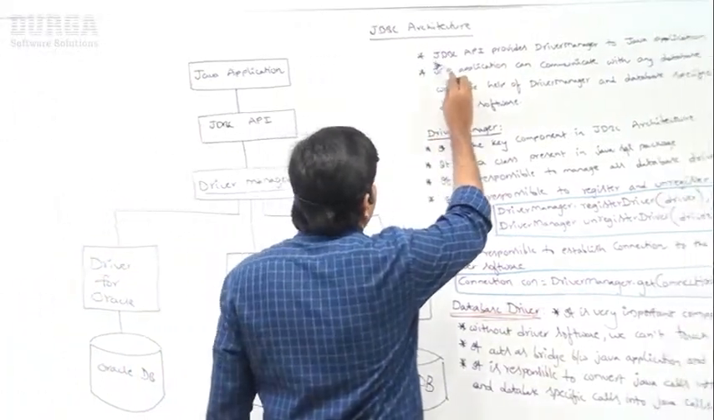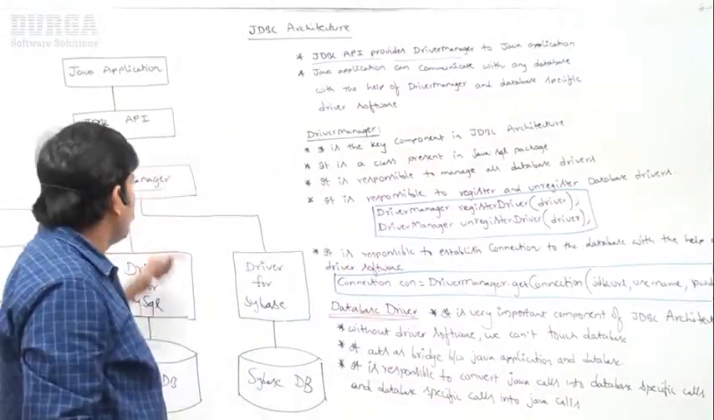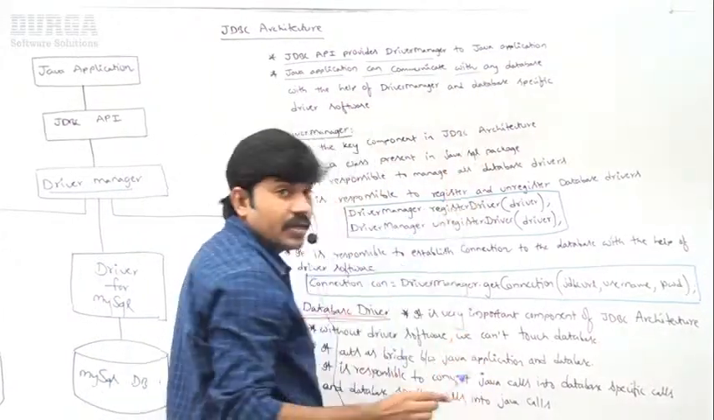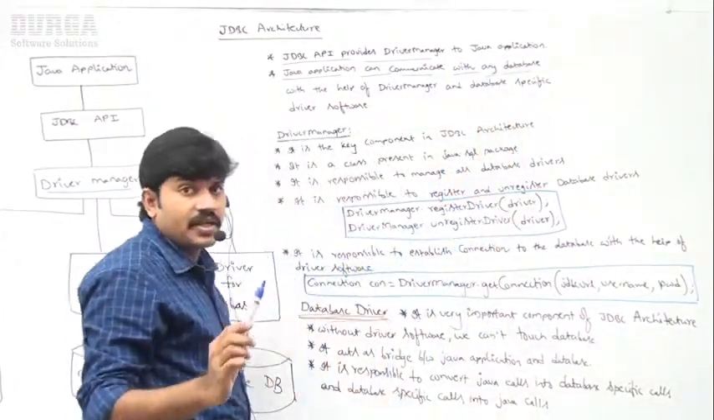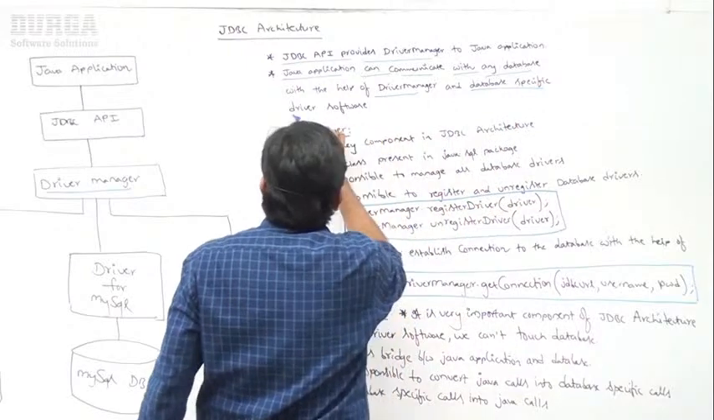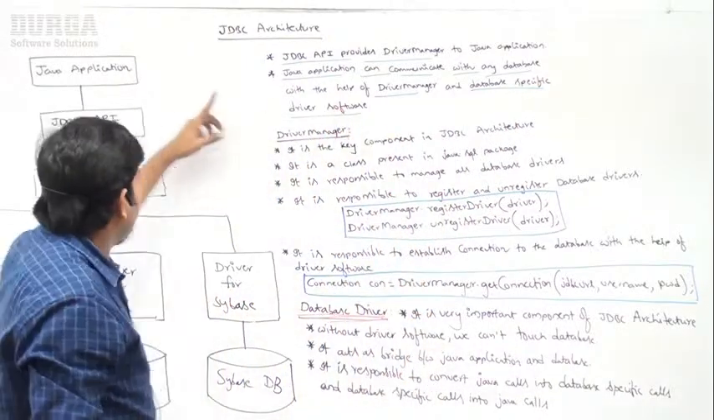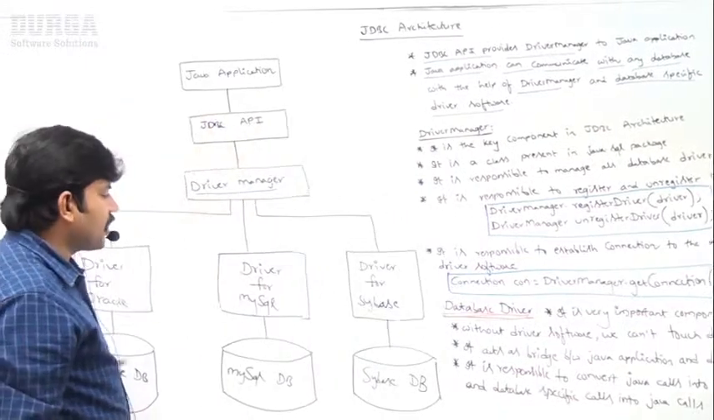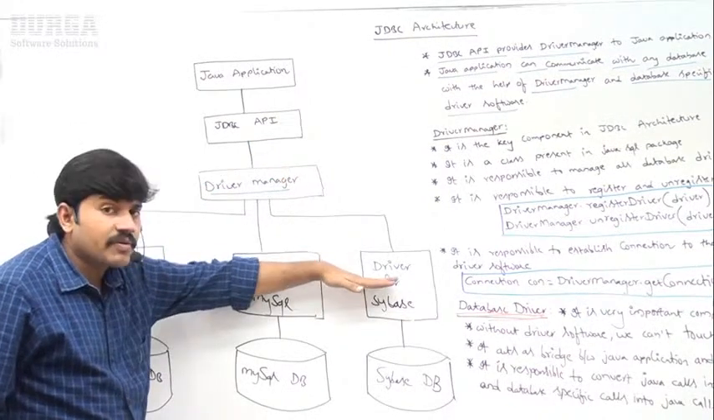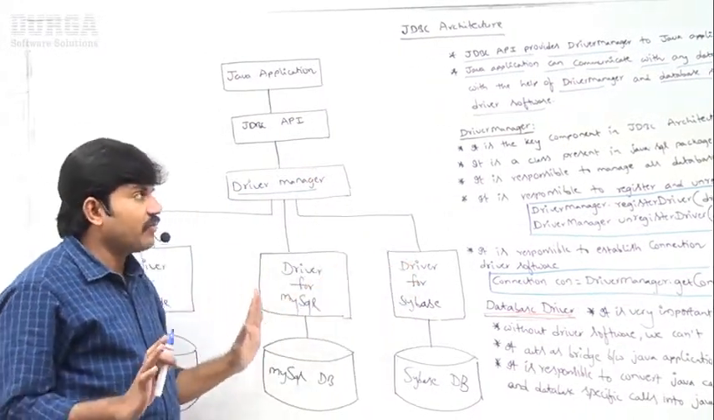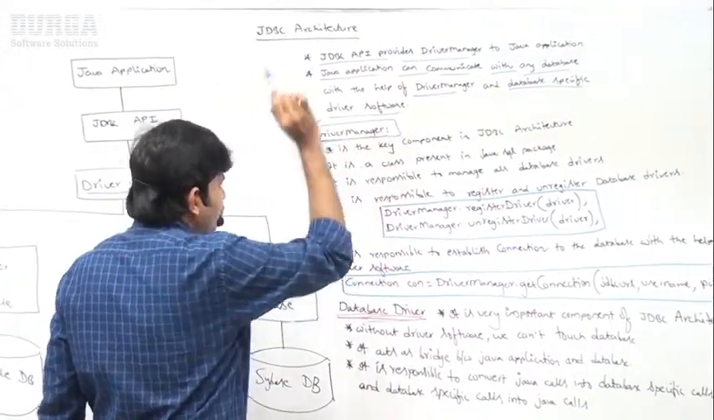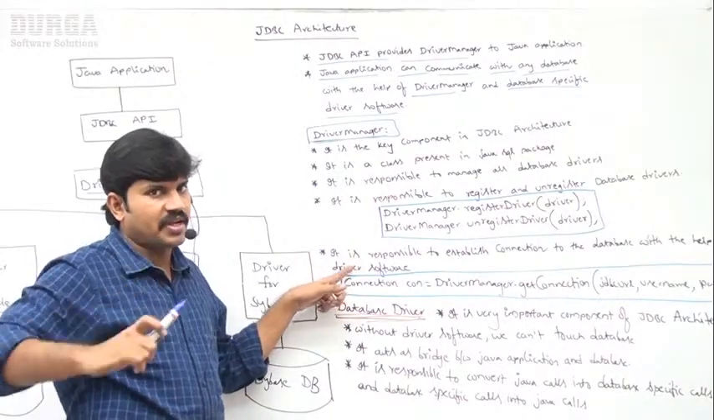The JDBC API provides a driver manager to the Java application. Next, the Java application can communicate with any database with the help of the driver manager and a database specific driver software. So, if the Java application wants to communicate with any database, only two components are required. One is the driver manager, the second one is that particular database specific driver software. Next, what is the role of the driver manager? I summarized all the points so that you can get much clarity.